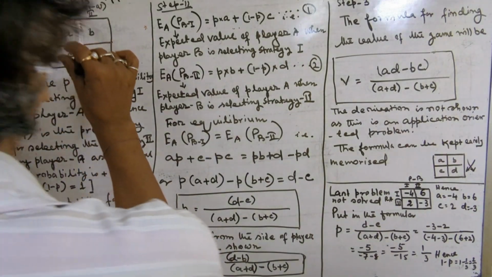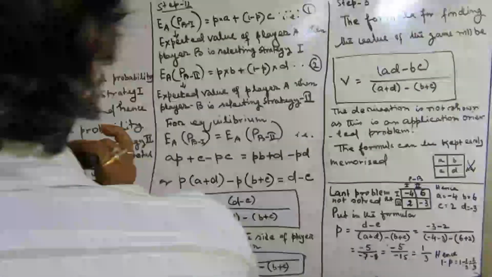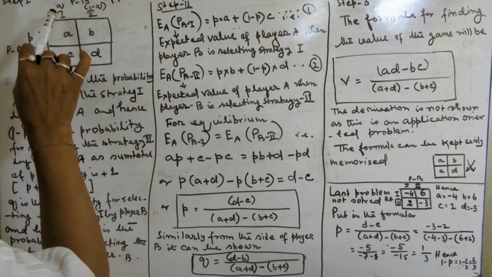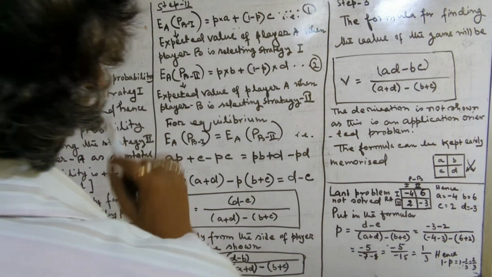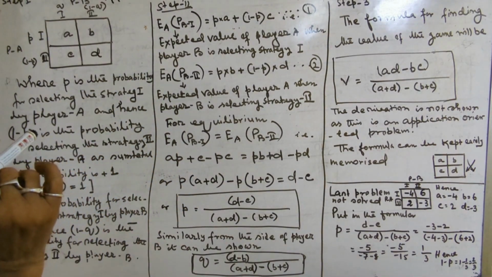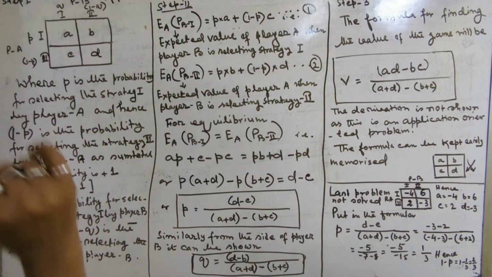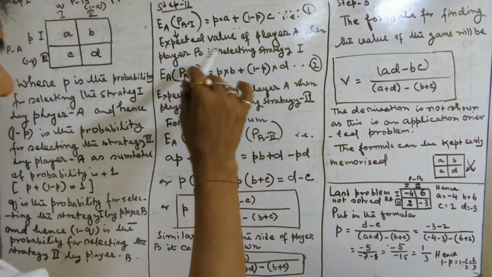Now, from the side of player B, say the probability for application of strategy 1 is q. Then 1 minus q is the probability of application for strategy 2 for player B. That thing is also written here.